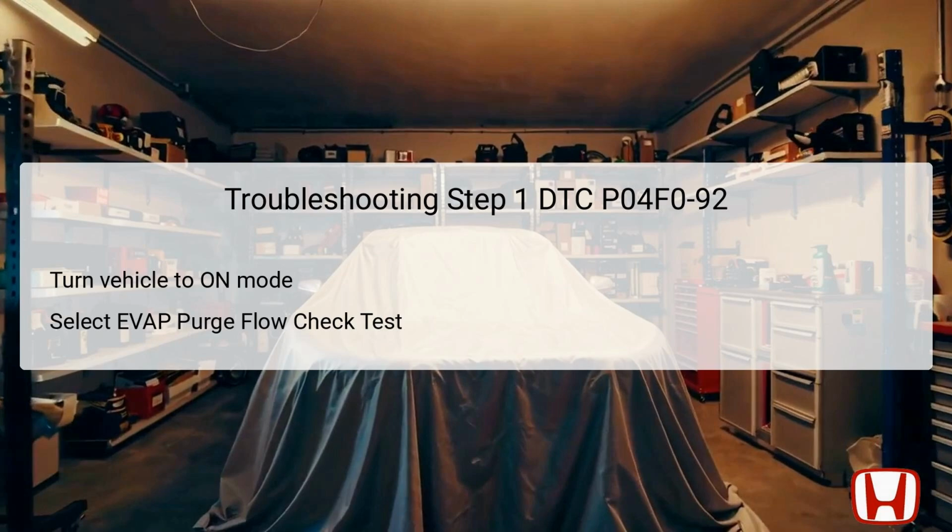P04F0-92 involves turning the vehicle's ignition to the on position without starting the engine. This allows the onboard systems to initiate a diagnostic self-check. Following this, the technician should select the EVAP purge flow check test through the Honda Diagnostic System, HDS. This test assesses the operation of the EVAP system by verifying if the purge valve operates properly under various conditions.